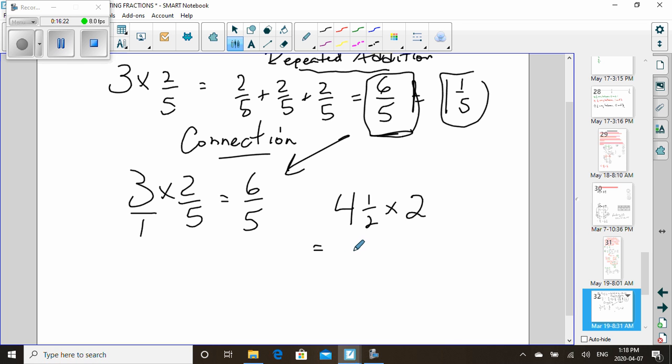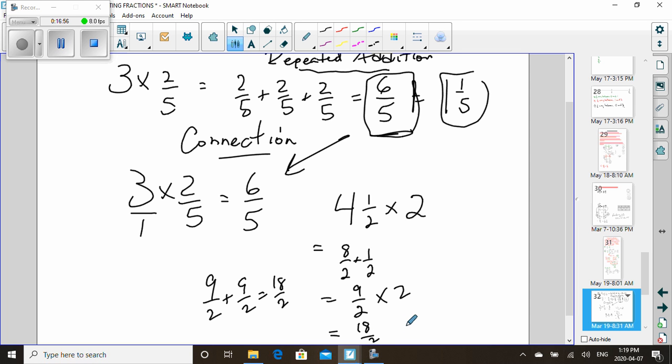4 1/2, a mixed number. I would like it to be improper. So 4 whole groups of 2 halves is 8 halves, plus 1 more half is 9 halves. I got to multiply that by 2, right? The whole number is 2 that I'm multiplying. So if we think about that as repeated addition, I got 9 halves plus another 9 halves, 18 halves, right? So if I multiply 2 by 9 halves, it's 18 halves.